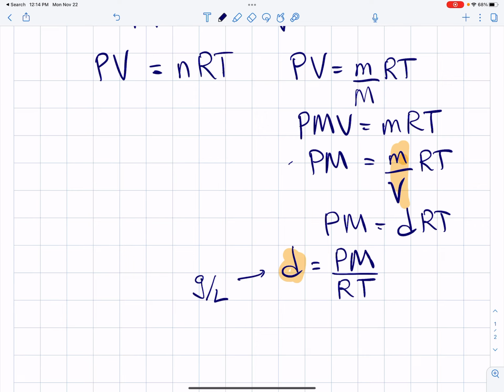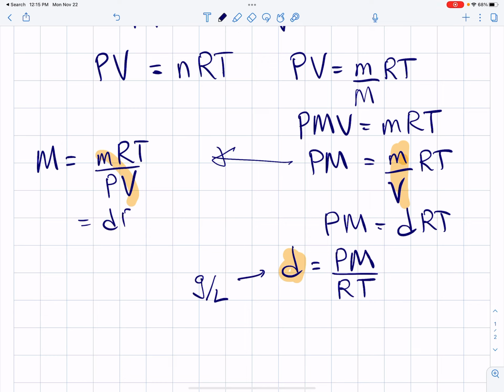Now we can also take this formula here and rearrange it to find the molar mass of a gas. That's also something that you sometimes need to do. Doing some algebra, we get that the molar mass is mRT divided by PV, and sometimes you'll take m divided by V and call that density. So dRT over P. So some questions will ask for the molar mass of a gas, and you can just do some algebraic manipulations of the ideal gas law to get a formula for molar mass.